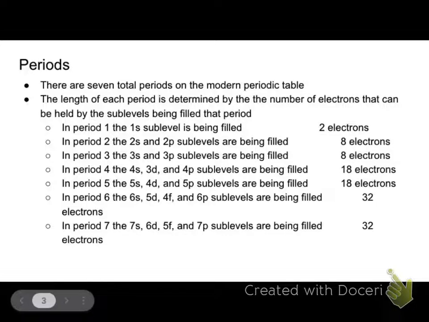These numbers look familiar? This pattern of 8, 8, 18, 18, and 32? Yeah, they should look familiar because that's what we said is the difference between the atomic numbers of these guys going down in their groups. And this is why. It has to do with their electron configuration.